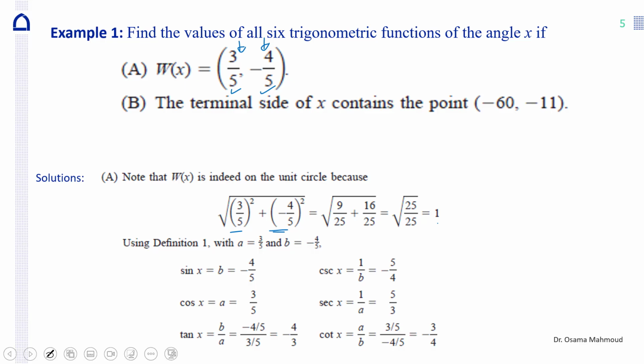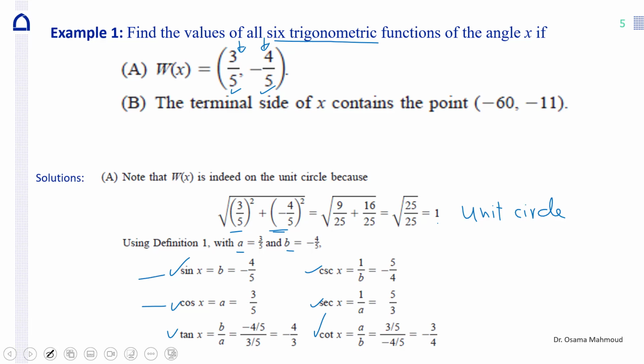He's asking me to find the six trigonometric functions. The six trigonometric functions are sine, cosine, tan, cosec, sec, and cotan, right? So if I have A and B, I know sine x, if I'm working in the unit circle, this means we are in the unit circle. Okay? So I can go and find sine x as B at this one, right? And cosine x is A.